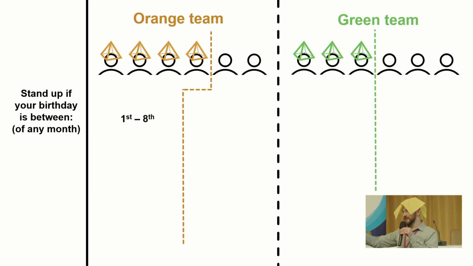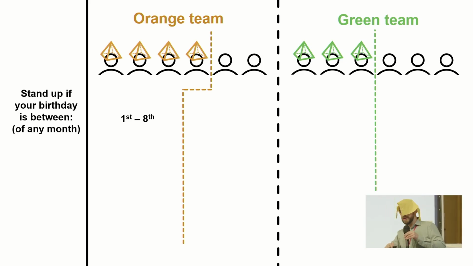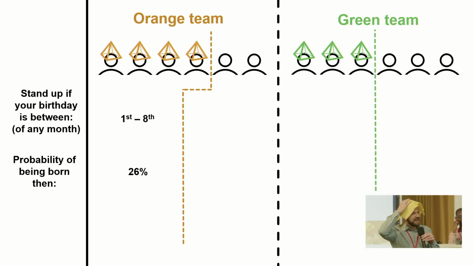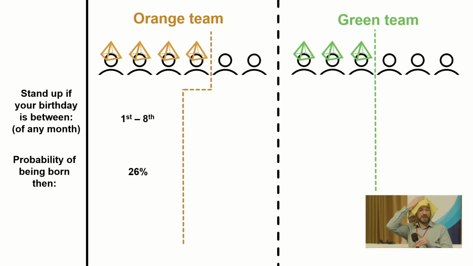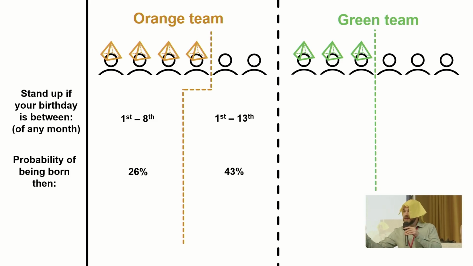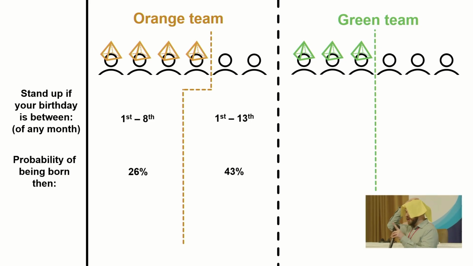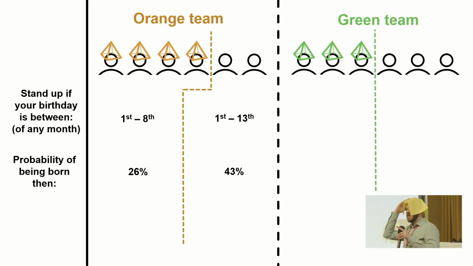Yes? Great. Okay. So now, I'm not totally crazy, by the way. So the probability of you being born then was 26%. Okay? Just a nice little fact. Now, for the remaining people on the orange team who don't have an ITN, if you were born between the 1st and the 13th of any month, I want you to stand up. Now, the probability of you being born then was 43%. Okay?